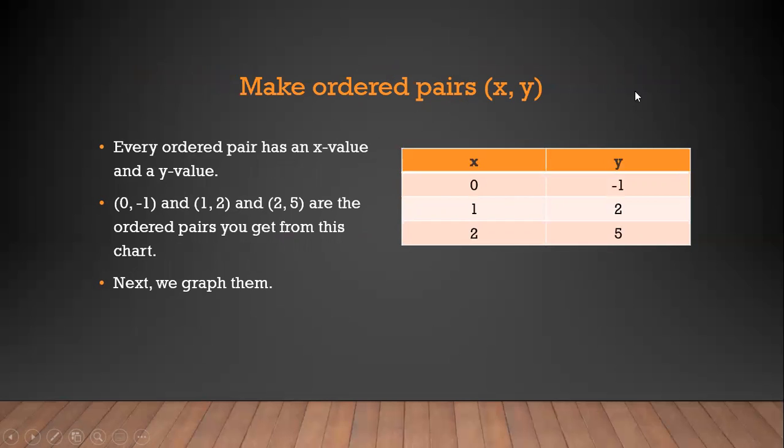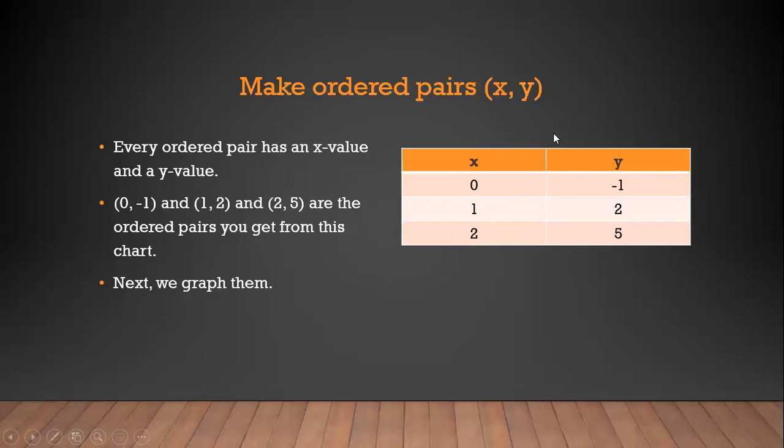Now we're on to step 4. Step 4 says to make ordered pairs. Every ordered pair has an x and a y. So that means that this is a pair. This is the x, that's the y, 0, -1. This is the x, that's the y, 1, 2. This is the x, that's the y, 2, 5. These are the ordered pairs you get from this chart.